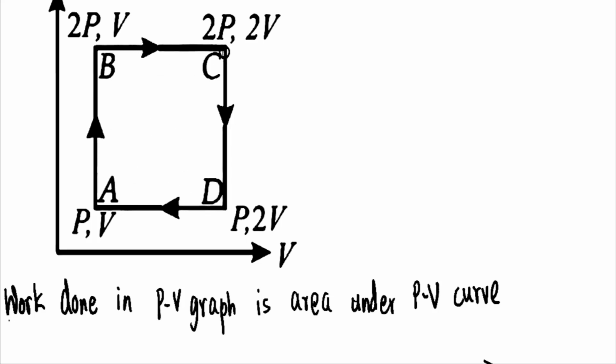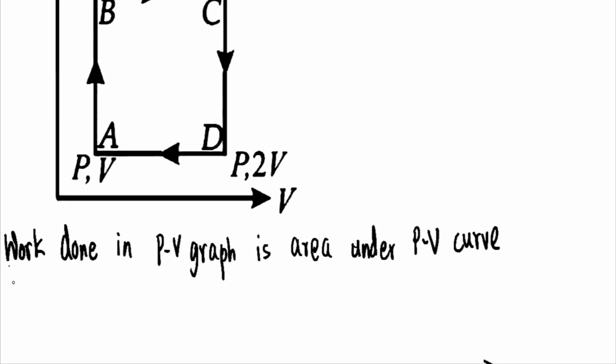You must remember that the work done is the area enclosed by the cycle in the PV graph only. So this is the work done, the area of this. So what will be the area of this? Let's write it down. Area will be equal to BA multiplied by BC. Let's suppose not BC, let's suppose AD, because BC is equal to AD.